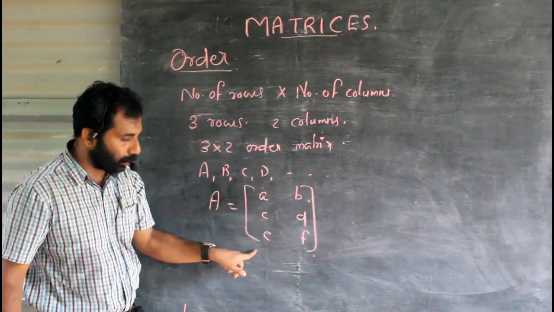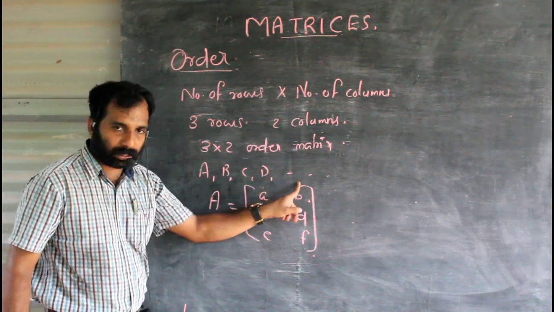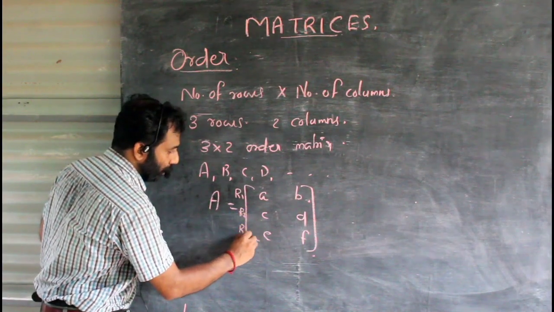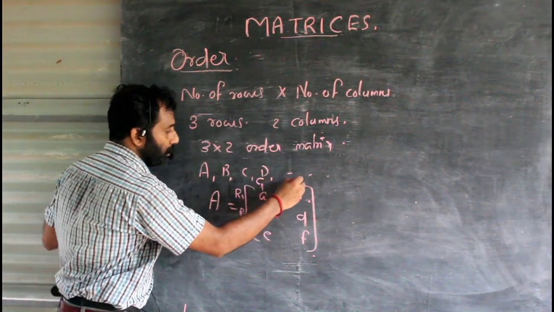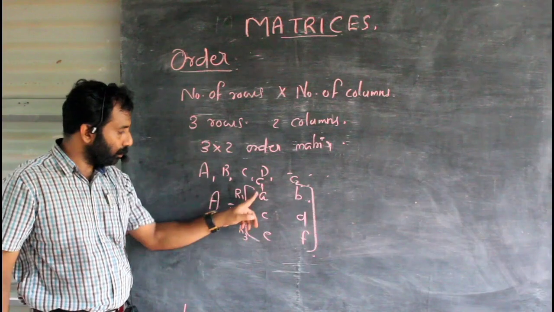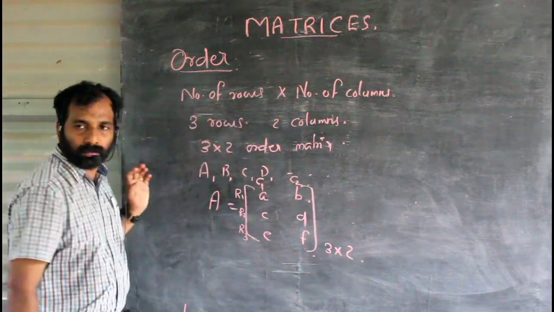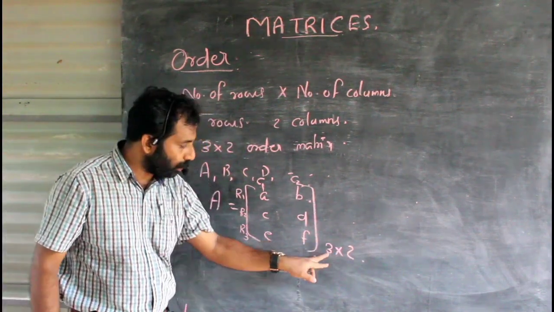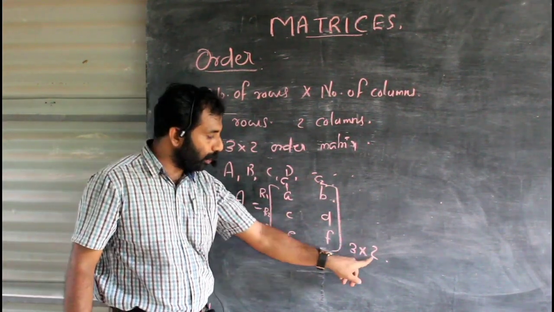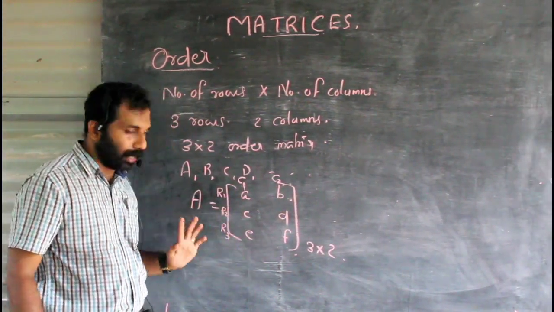See, there are 3 rows: first row, second row and third row. The columns: first column, second column. This is R1, R2, R3, and here C1, C2. How many elements are there in this matrix? There are 6 elements. Its order is 3 by 2. Now we can see there is a relation between the number of elements in the matrix and its order, that is 3 into 2.